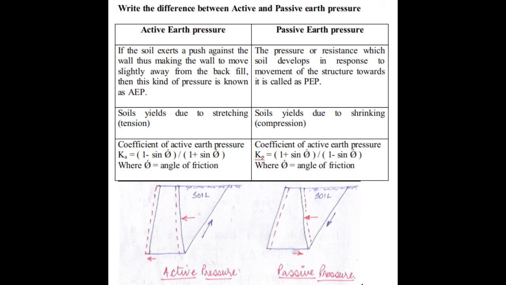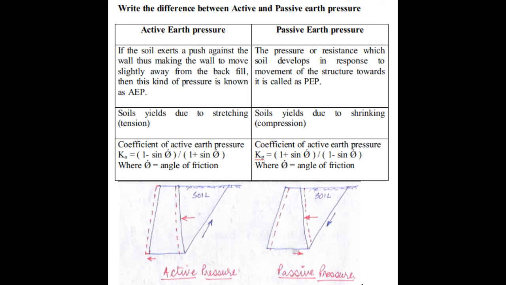In the diagram also I have shown the retaining wall in its initial position with the blue color, and the soil mass it is retaining. In case of active earth pressure, by showing the arrows, I have explained how it is moving away from the backfill. Now let us have a look at the passive earth pressure. The pressure or the resistance which soil develops in response to the movement of the structure towards the retaining wall is called the passive earth pressure.